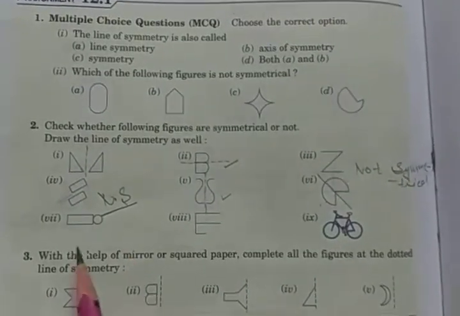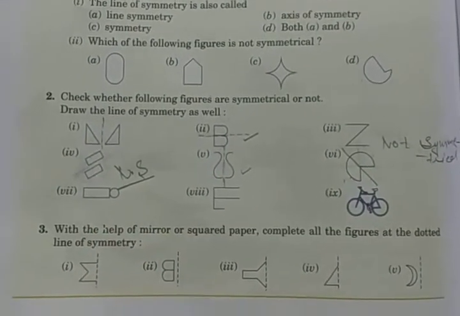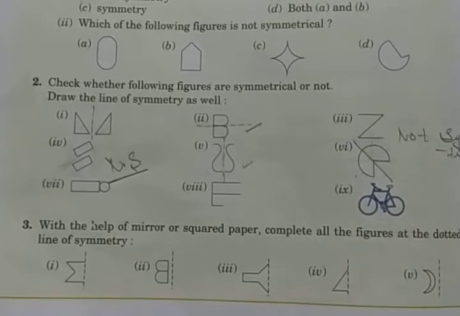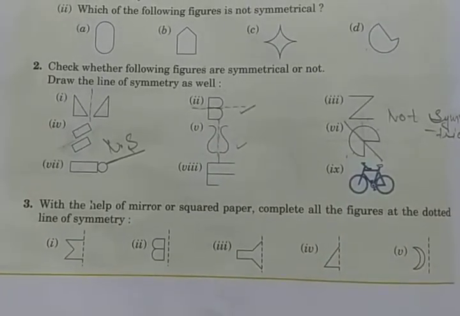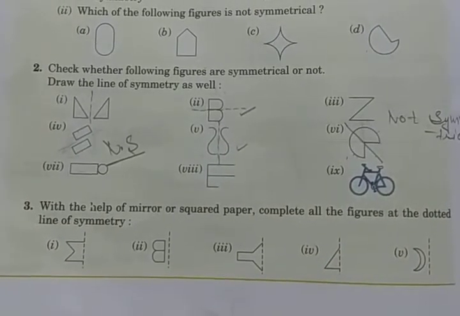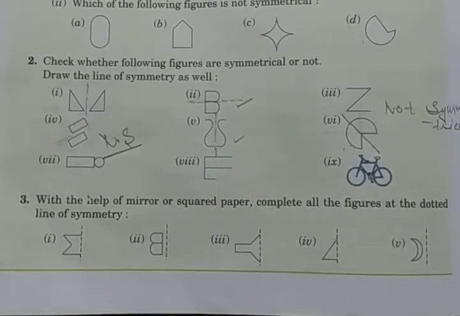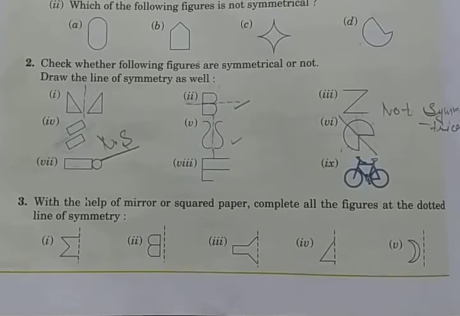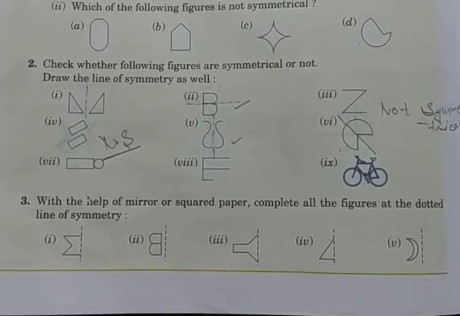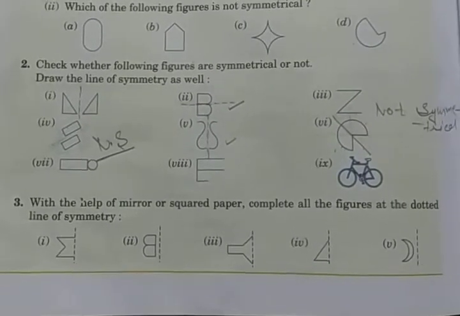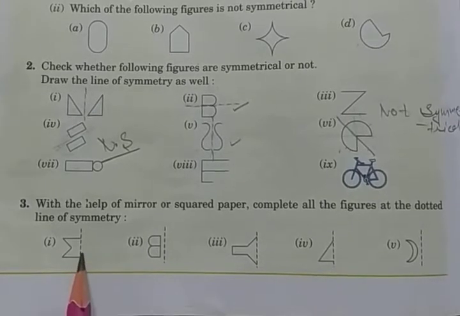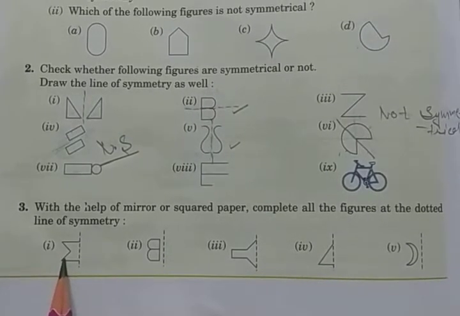Now you have to try the 7th, 8th and 9th questions of part second. After this we will start from part third. Next part, first question: with the help of a mirror and square paper, complete the following at the dotted line of symmetry. You have to complete the line of symmetry with the help of a mirror. You can solve it also.